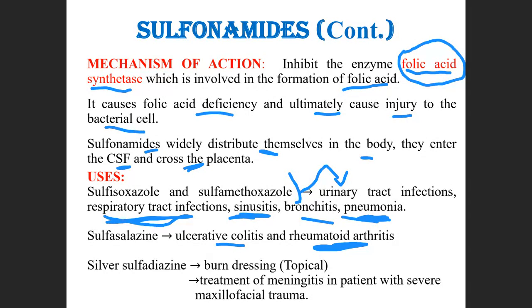And silver sulfadiazine. Silver sulfadiazine is a very good drug, especially in the case of burns. It is applied topically in burns and topical dressings, and in the treatment of meningitis in patients with severe maxillofacial trauma.